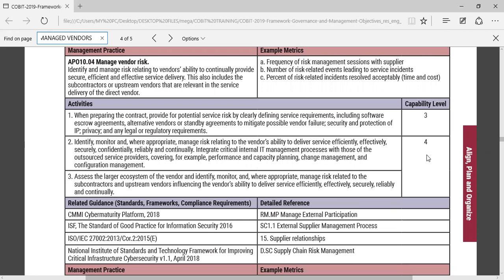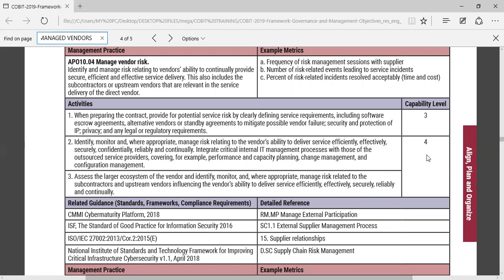So you need to have foreseen that there can be possible vendor failure. So what should we do in case there is a vendor failure? So security and protection of intellectual property, privacy, any legal or regulatory requirements. So factor risk management into the contract service signing and monitoring.